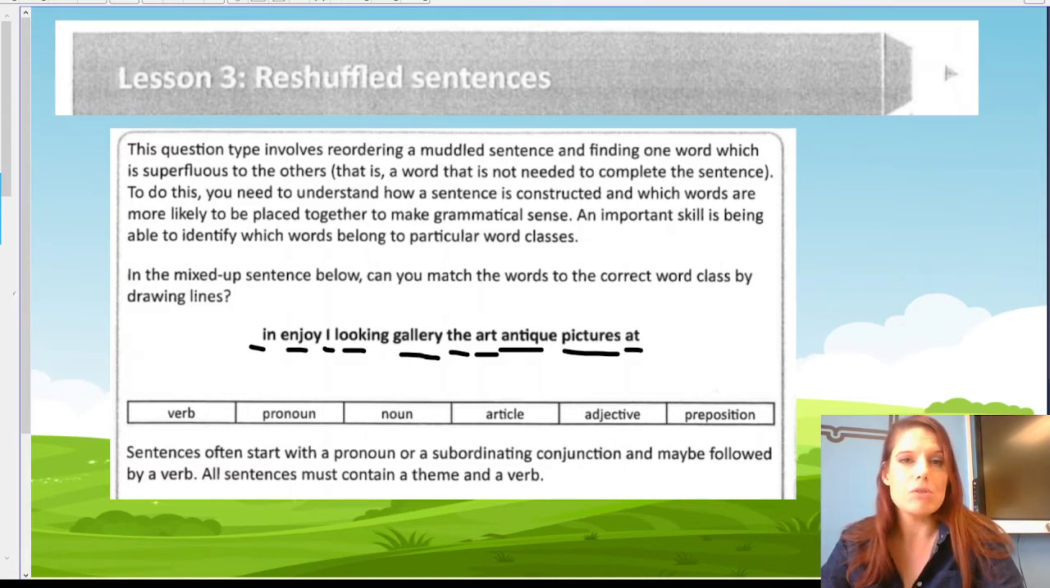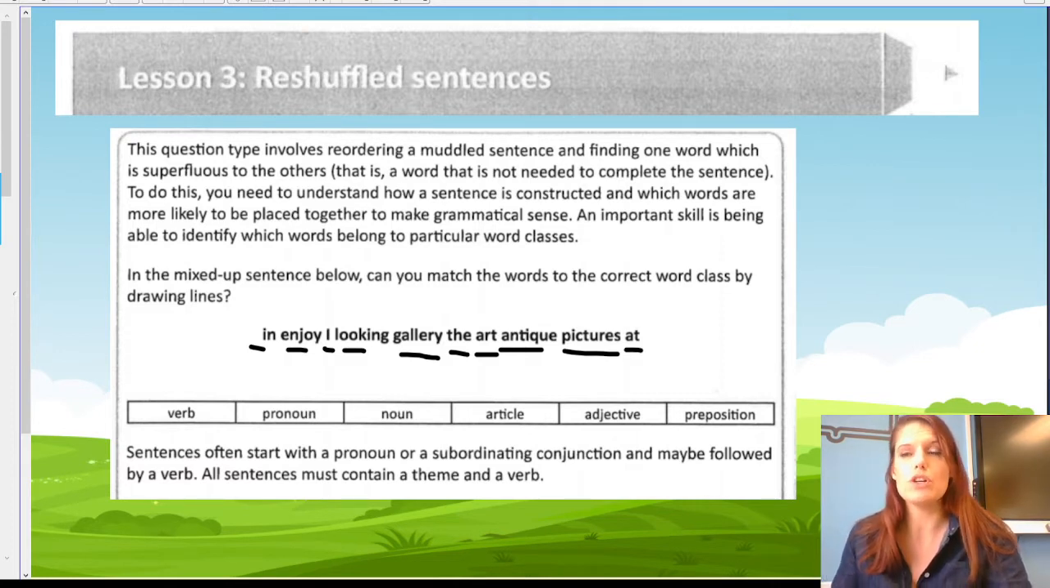So to do this, you need to be thinking about how a sentence is constructed and which words are likely to be placed together to make sense in the sentence. Word classes here become really important. We need to know what a noun is, what a verb is, what an adjective is, and so on, so that you can work out how sentences are constructed. So, in the sentence below, which is mixed up, can you match the words to the correct word class?